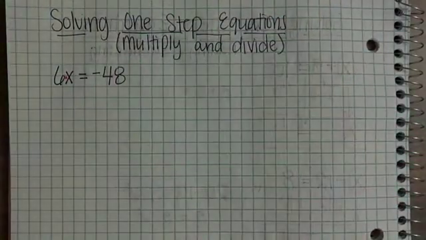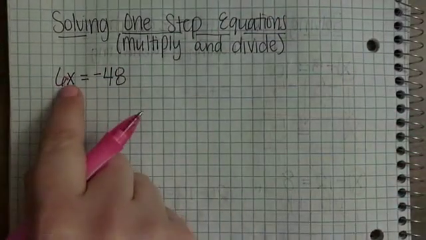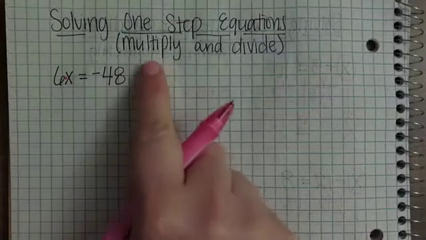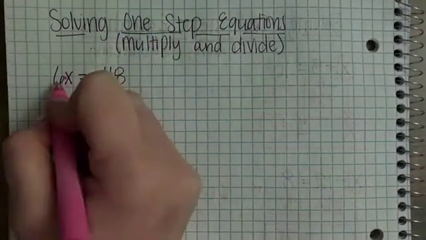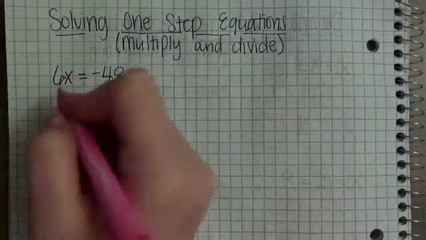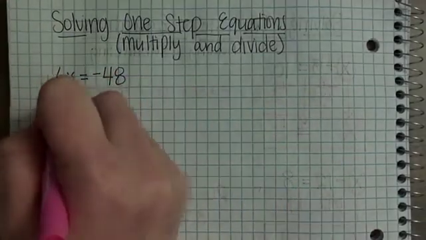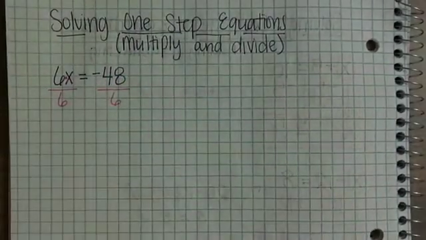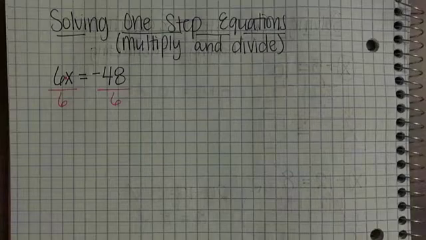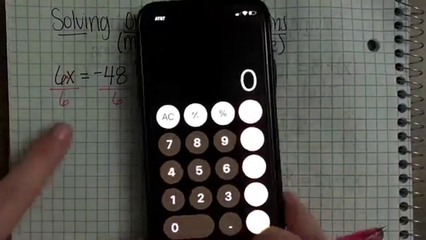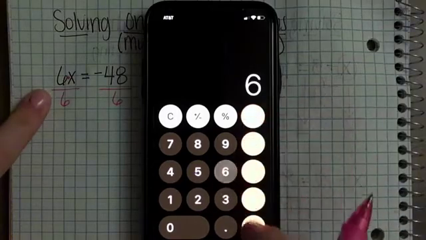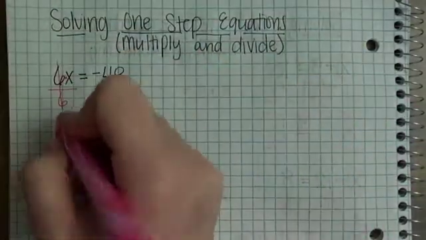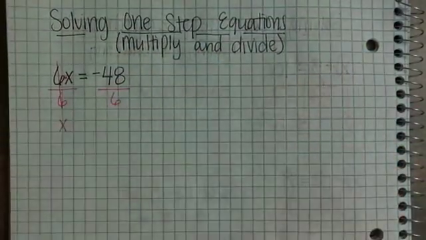In a minute we're going to do one that shows division, but when a number and a variable are right next to each other like that, that means that they're multiplying. So the opposite of multiply is divide. If it's 6 times x, or if there were 6 x's, you could divide it by 6 and divide it by 6. In a calculator, and I'm just going to use the one on my phone, 6 divided by 6 is just 1. So you'll see me mark it out like this, and we would be left with just a single x.